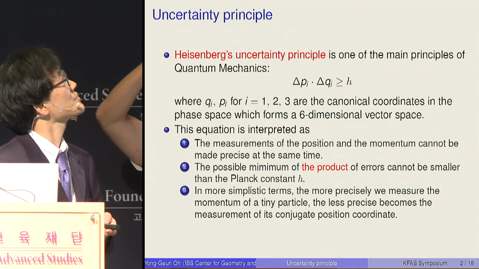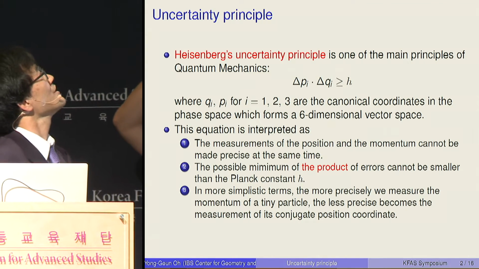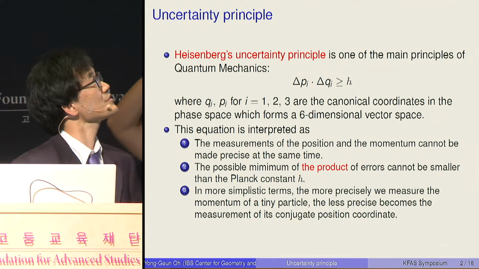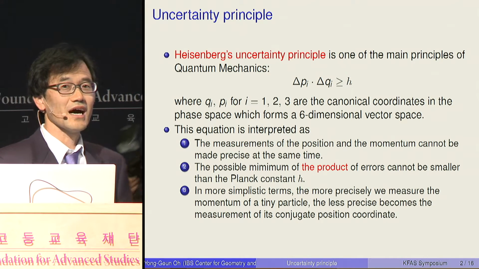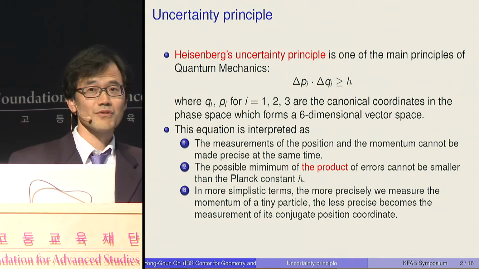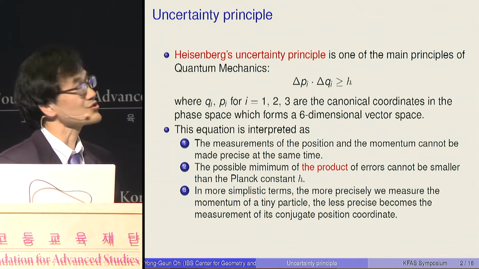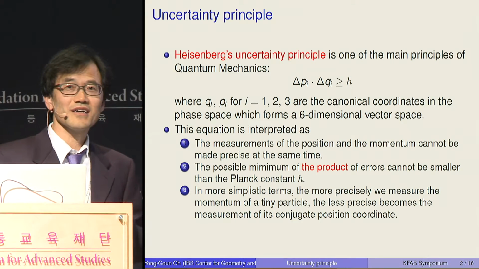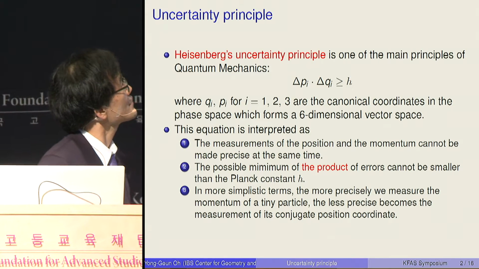is this uncertainty principles. And as most of you know, Heisenberg uncertainty principle is one of the basic principles in quantum mechanics, and it can be written as delta p_i times delta q_i is not less than this Planck constant h. And here q_i and p_i are so-called conjugate coordinate, momentum and position coordinate.